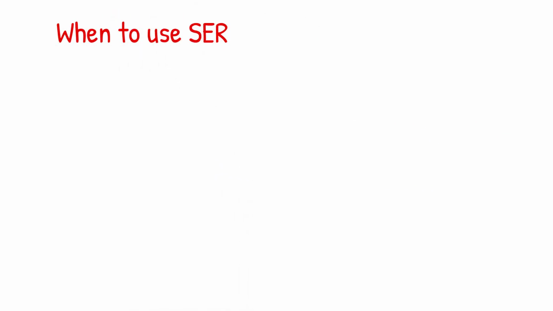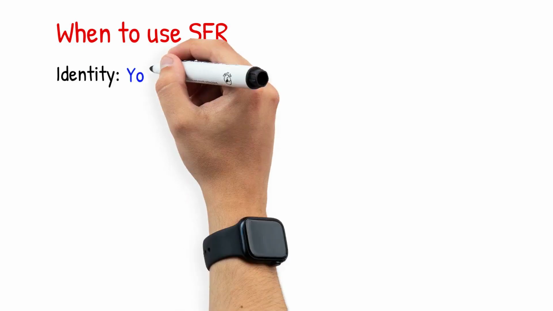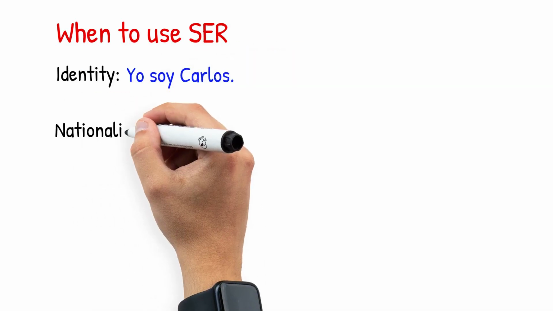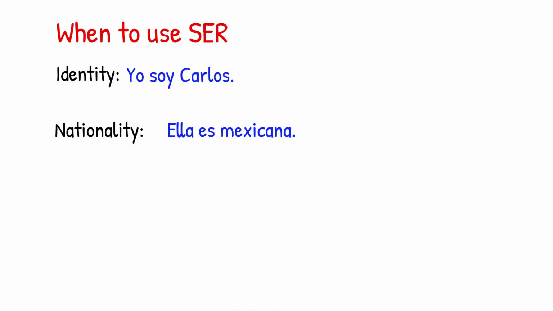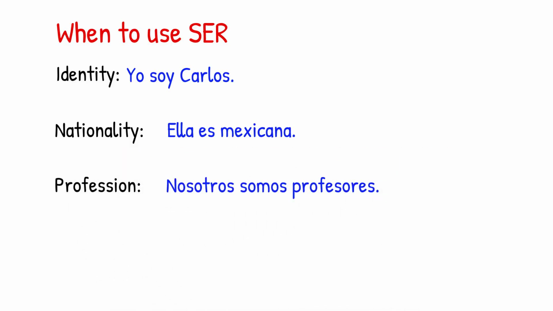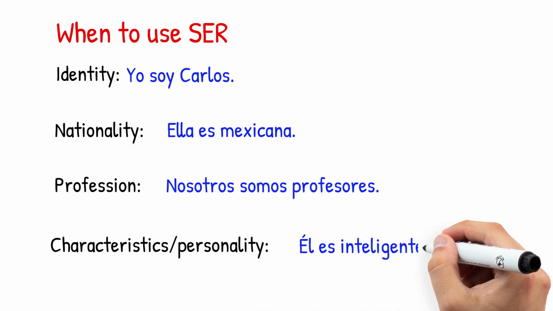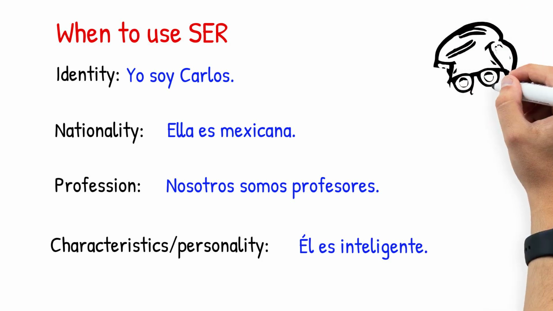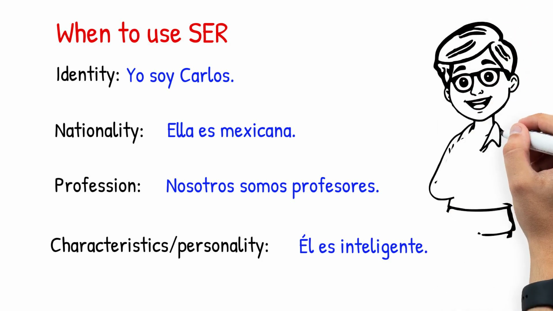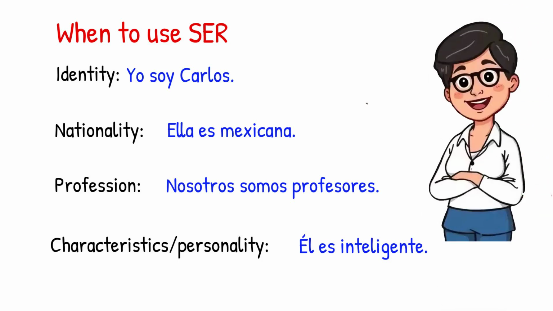Ser is used for things that are essentially permanent or part of someone's core identity. 1. Identity. For example, yo soy Carlos. 2. Nationality. For example, ella es mexicana. 3. Profession. For example, nosotros somos profesores. 4. Characteristics, personality. For example, él es inteligente.